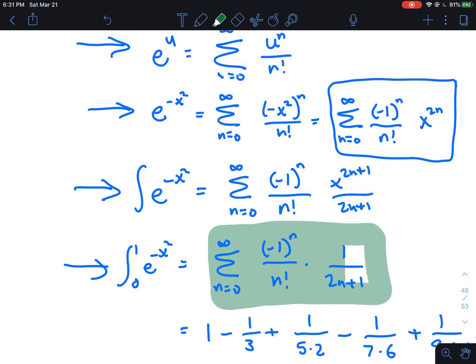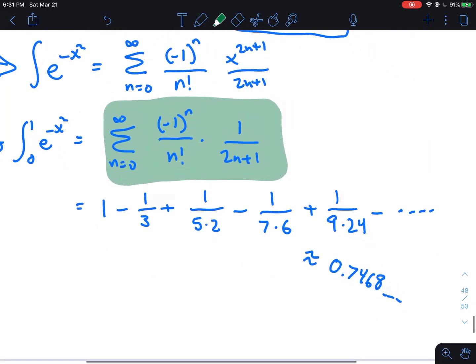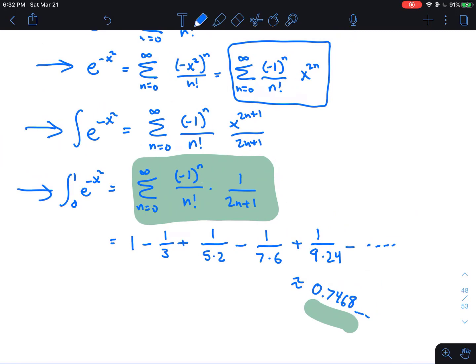Now, of course, if you wanted to actually see what this looks like, we could write it out in the expanded form. So we see it's 1 minus a third plus a tenth minus a 42nd, and it keeps on going, right? We're adding and subtracting smaller and smaller values, and the answer is around 0.7468, and it keeps going on and on. But yes, this right here would be my final answer.